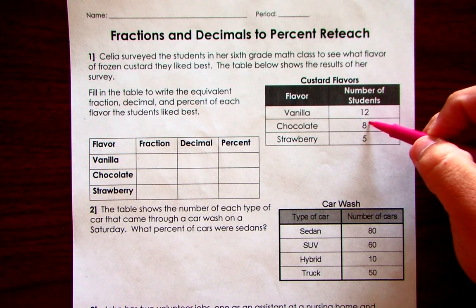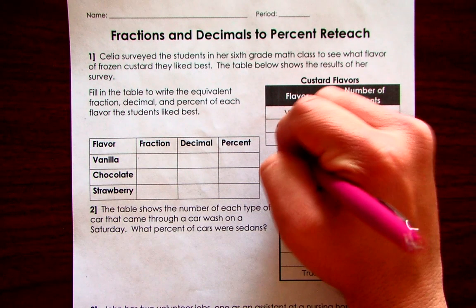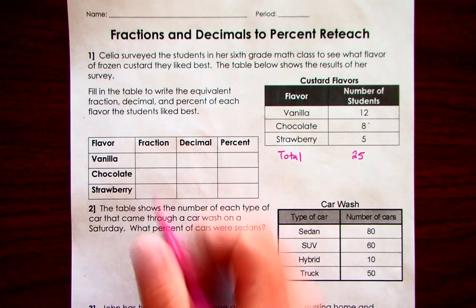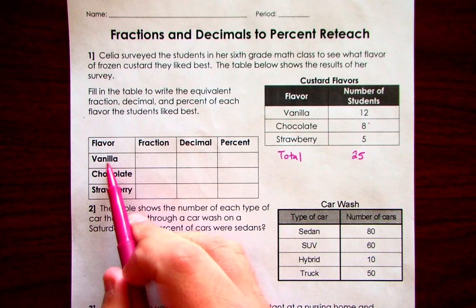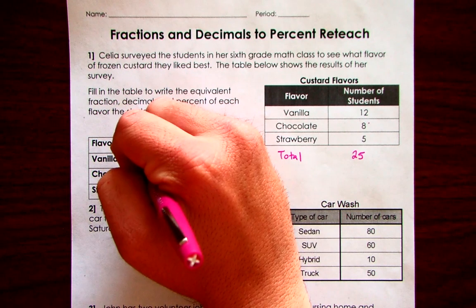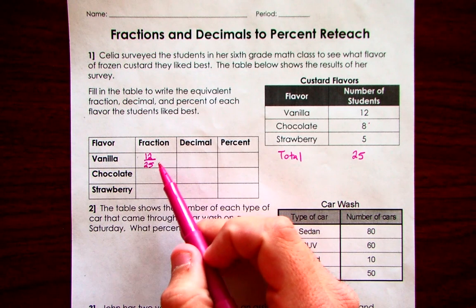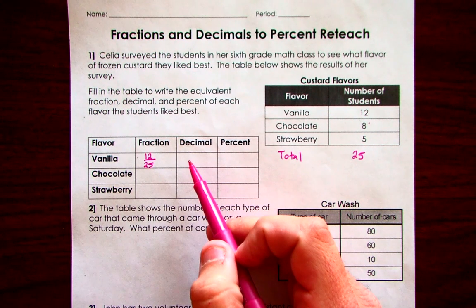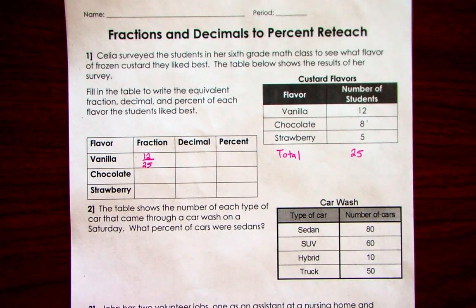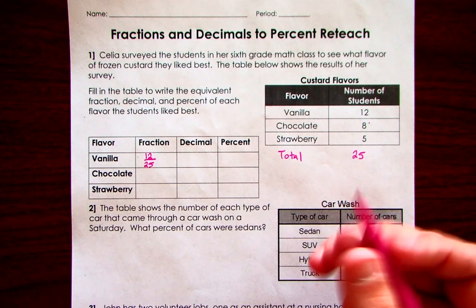So 12 plus 8 is 20. 20 plus 5 is 25. So I'm going to put right here my total is 25. So now as a fraction, what fraction liked vanilla? Well, 12 students liked vanilla, and there were 25 students surveyed. Now it says to convert the fraction to a decimal. Well guys, if we remember how to convert a fraction to a decimal, you can do top in, bottom out, and you just straight up divide.